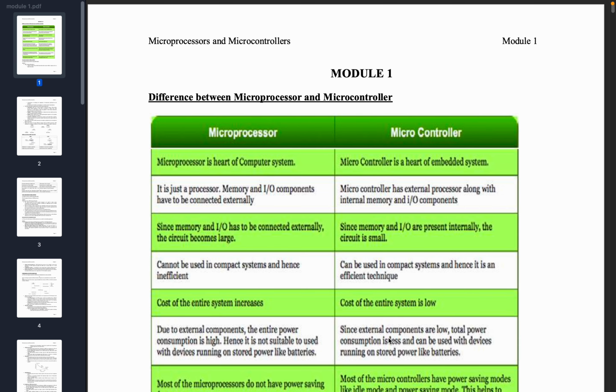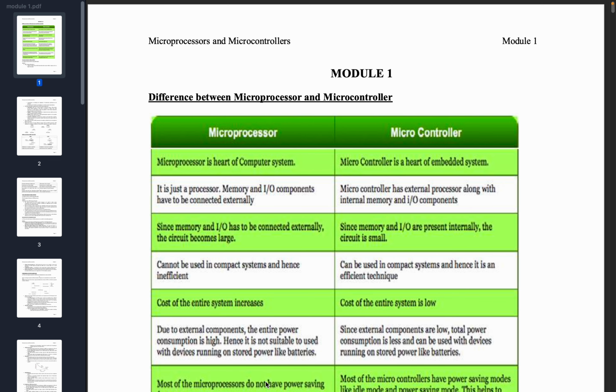Hello everyone, today I am going to explain Module 1 of Microcontrollers, BCS402. Module 1 has important topics that we are discussing today. First of all, the first question is the difference between microcontrollers and microprocessors.